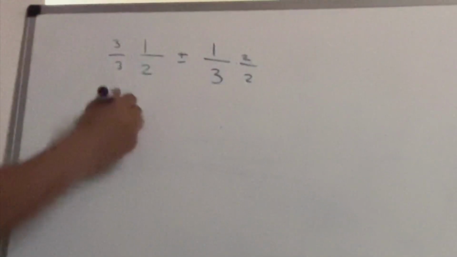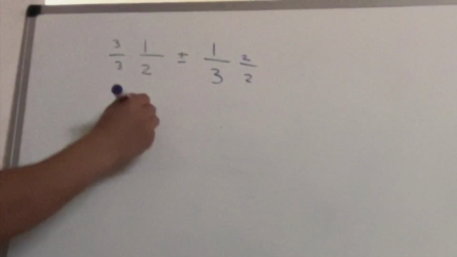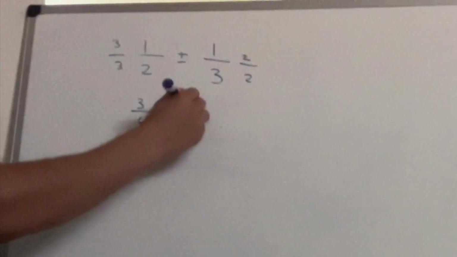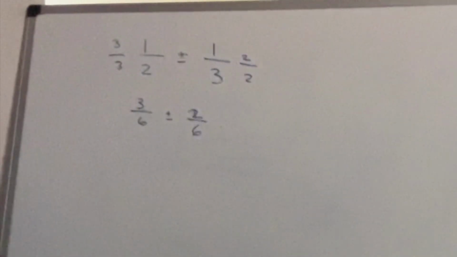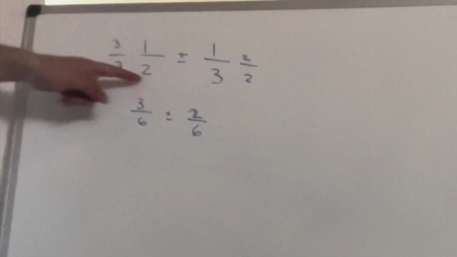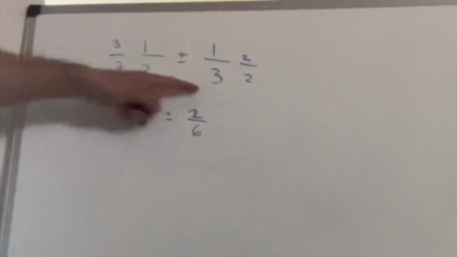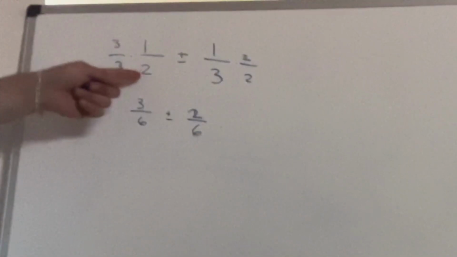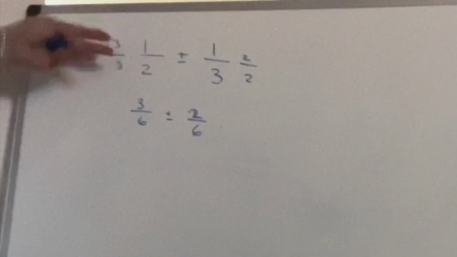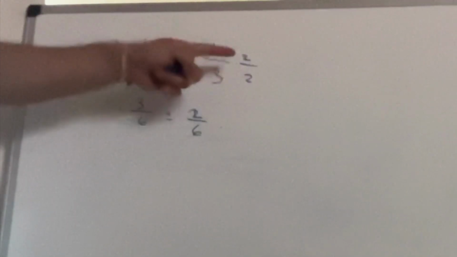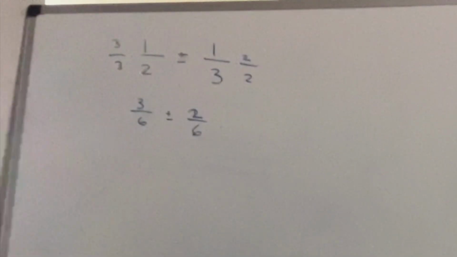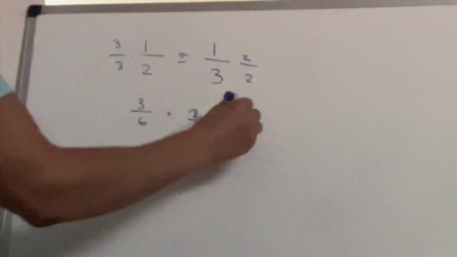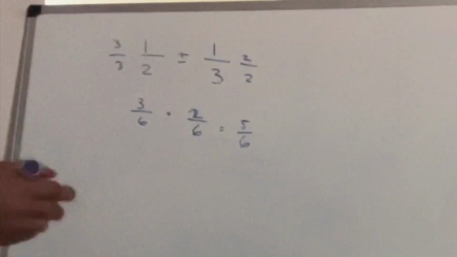And then this equals 3 over 6 plus or minus, because it doesn't matter, 2 over 6, right? Because 2 and 3, their lowest common multiple is 6. So then you have to multiply this side to get that 6, multiply this side to get that 6, and whatever you do to the bottom, you got to do to the top. That's how you get that. And then if it's plus, now you have the same denominator, so it's going to be 5 over 6. That would be the answer.